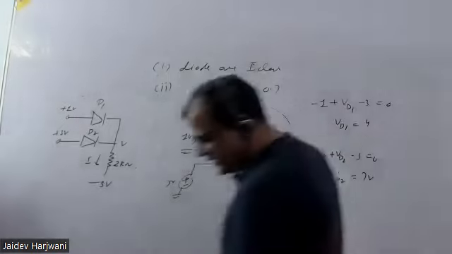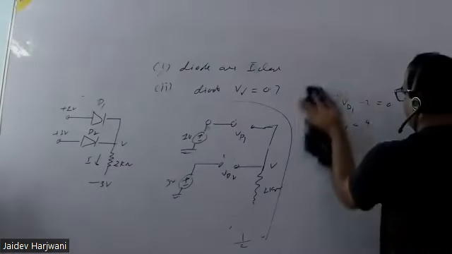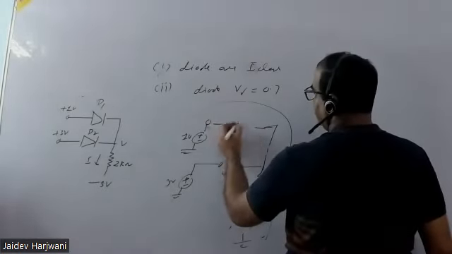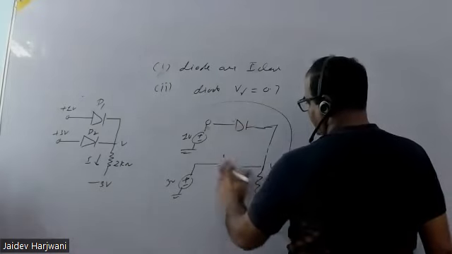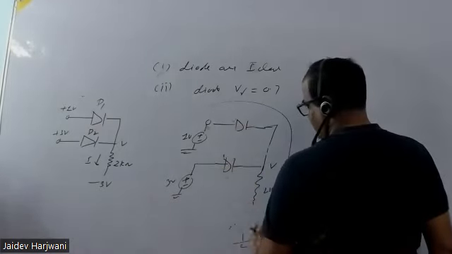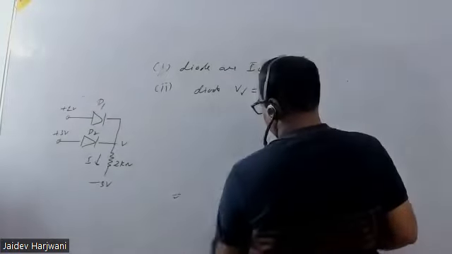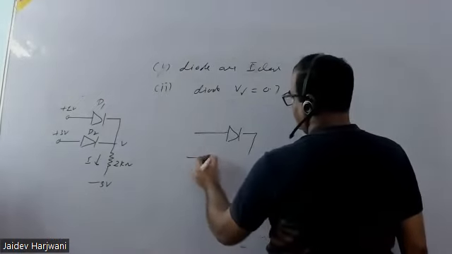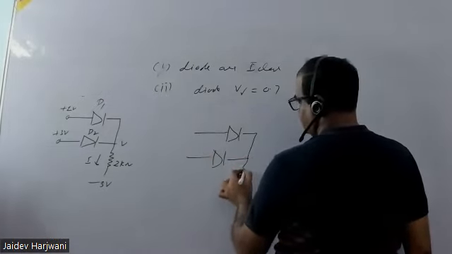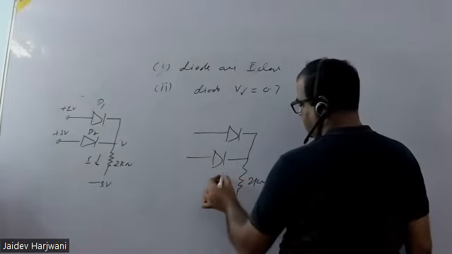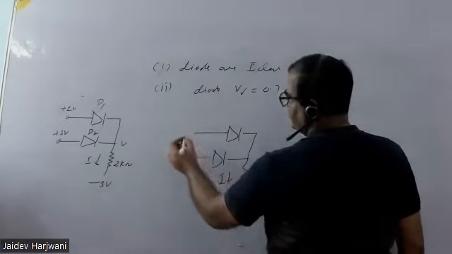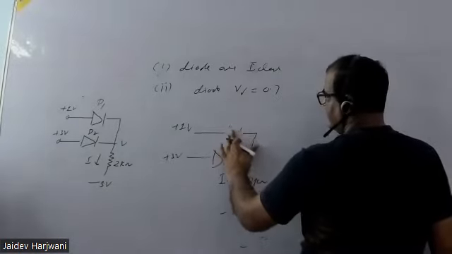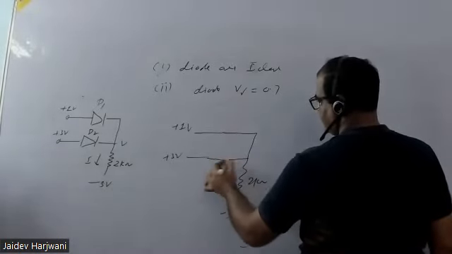Now let us take the second case, say both are conducting, in the ideal case. So this will be a diode, here also a diode, and this is 2 kilo ohm. This is minus 3 volt, plus 1 volt and plus 3 volt. Now if both are conducting, then I can replace them by a short circuit.